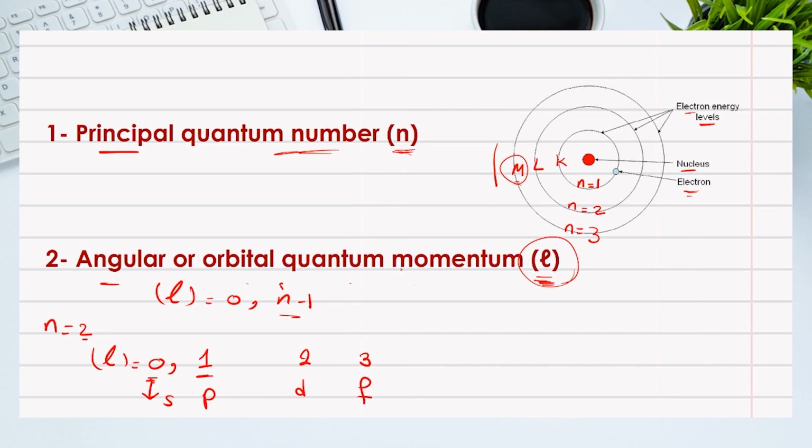the subshell where L is equal to 3, we give it the symbol F. So, like we said, the shells are subdivided into subshells, and those subshells are called S, P, D, and F. S is where L is equal to 0, P where L is equal to 1, D where L is equal to 2, and F where L is equal to 3.